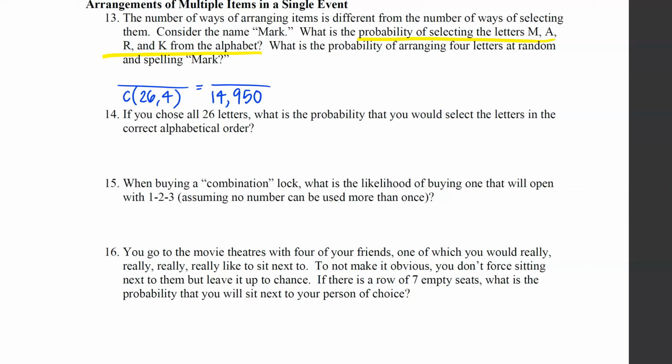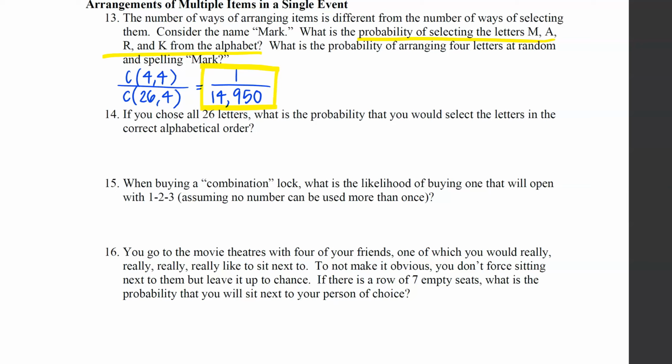How many different ways can I select M-A-R-K? Well, there would only be one way that I can select all 4 of the letters. It's if I choose all of them or not. Again, this would be a combination as well of 4, 4. Of the 4 different letters, how many different ways can I select all 4 of them? There was just one possible way. So to answer the first part of this question, it's simply just 1 out of 14,950.